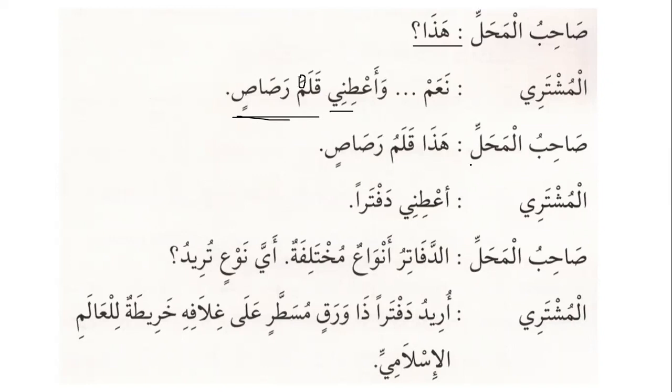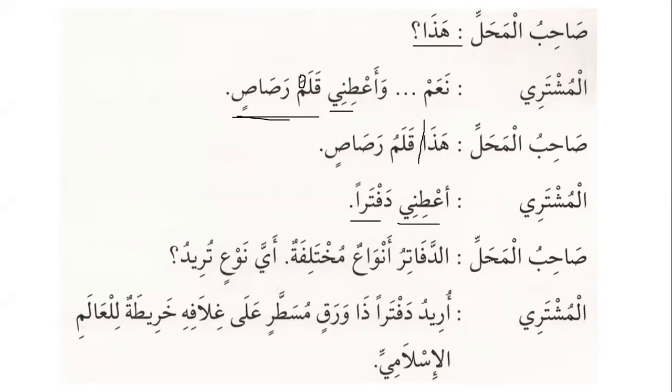Sahib al-mahal, the owner of the shop: hada qalamu rasasin, a very simple sentence. Hada is mubtada, qalamu rasasin is khabar. This is the pencil. Al-mushtari: a'tini daftaran. Then the buyer says, give me a notebook or a register. Again, ni is al-maf'ul al-awwal and daftaran is maf'ul al-thani. Give me a register or a notebook.